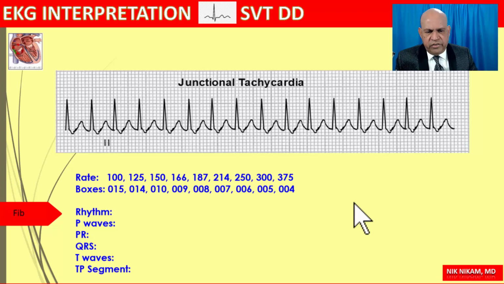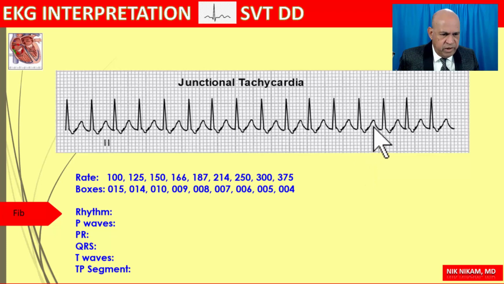Now let's switch gears and move on to junctional tachycardia. Now let's look at this one. The rate here is approximately, if you take here 5, 6, 7. 7 means 214. So we have a rate which is 214.